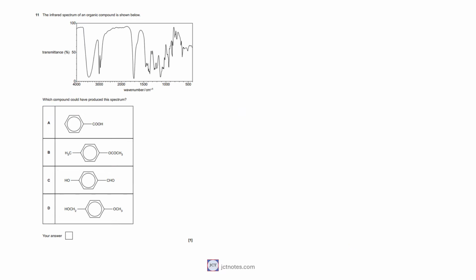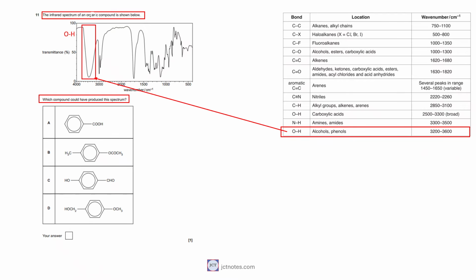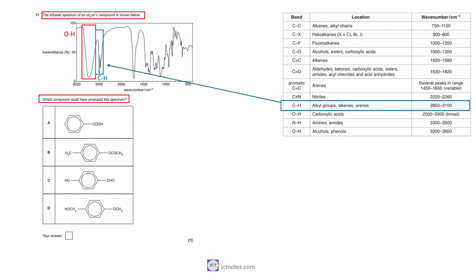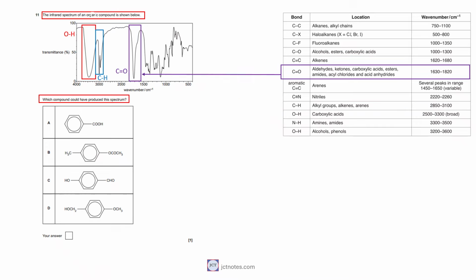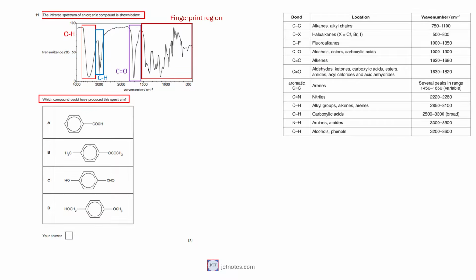In question 11, we are given the infrared spectrum of an organic compound. We are asked to identify the compound which could have produced this spectrum. From the data sheet of the spectrum, we can identify the following peaks. The peak at around 3,500 reciprocal centimeters is a single oxygen-hydrogen bond from alcohols or phenols. The peak at around 3,000 reciprocal centimeters is a single carbon-hydrogen bond from alkyl groups, alkenes, and arenes. The peak at around 1,700 reciprocal centimeters is a double carbon-oxygen bond. The peaks below 1,500 reciprocal centimeters are fingerprints.